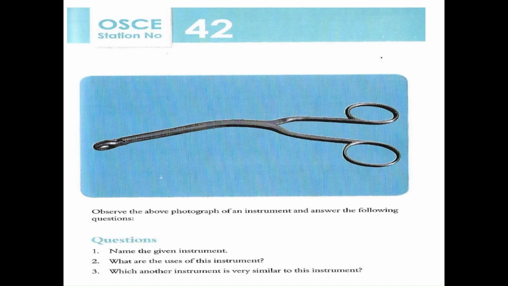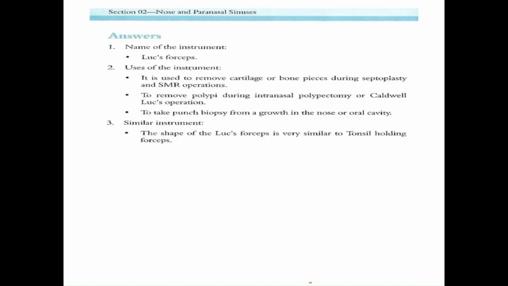Observe the above photograph of an instrument and answer the questions. Name the given instrument and its use. Another instrument similar to it. It is Luc's forceps. Used to remove cartilage and bone pieces during septoplasty or SMR, to remove polyp during intranasal polypectomy or Caldwell-Luc operation, and to take a punch biopsy from growth in the nose or oral cavity. Its shape is similar to tonsil holding forceps.